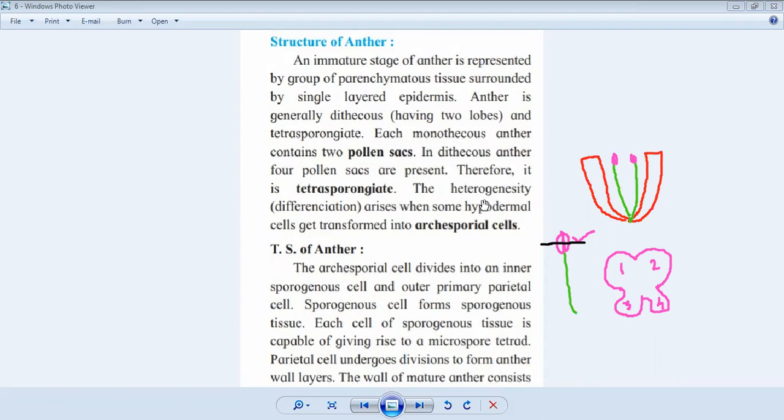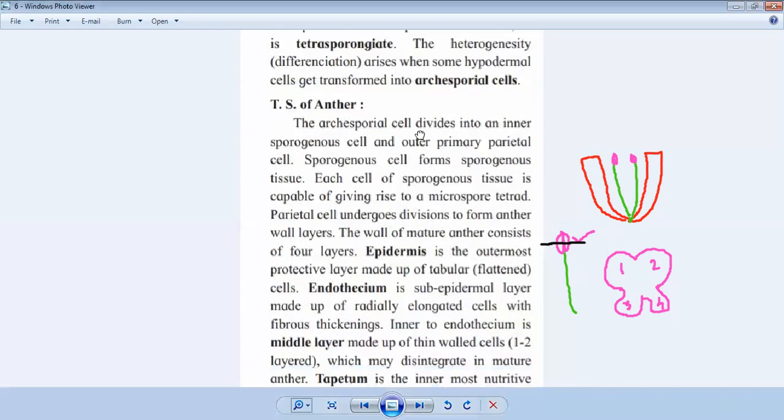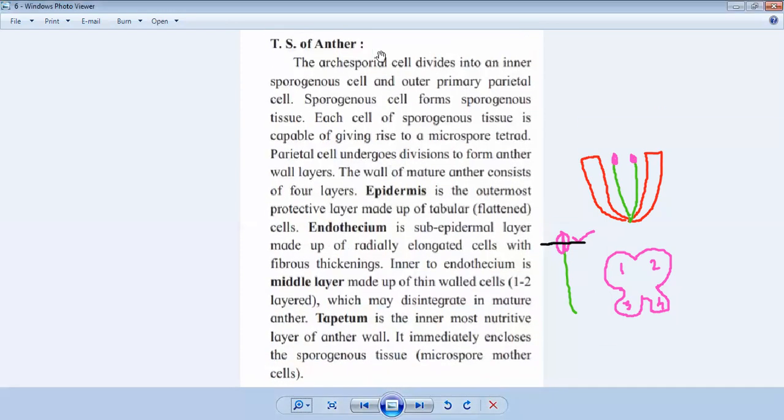The heterogeneity, that is a differentiation, arises when some hypodermal cells get transformed into archesporial cells. So let's just talk about this TS of anther. अभी हम लोग TS of anther के बारे में बात करते हैं.